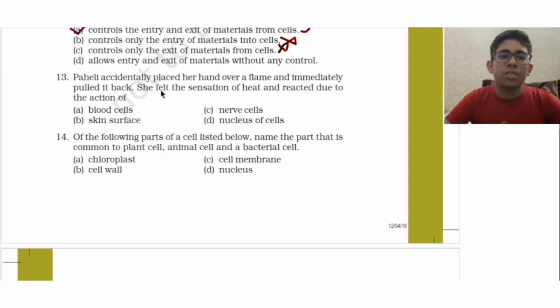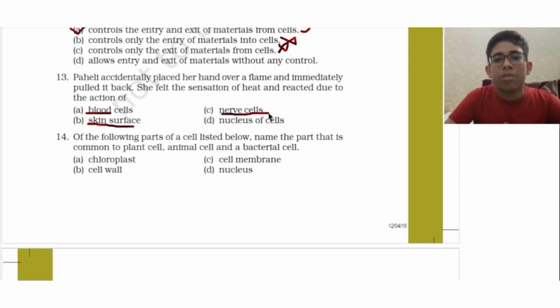We know that it is the reaction of our brain. So we have to tell due to which types of cell the action occurred. So this is a reflex action we know. So the reflex action is carried out by blood cells? No. The blood is used for transportation. The skin surface? This is also wrong because the skin is for protecting us from the outside environment.